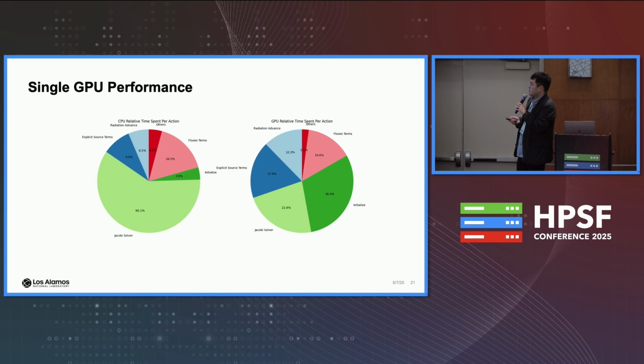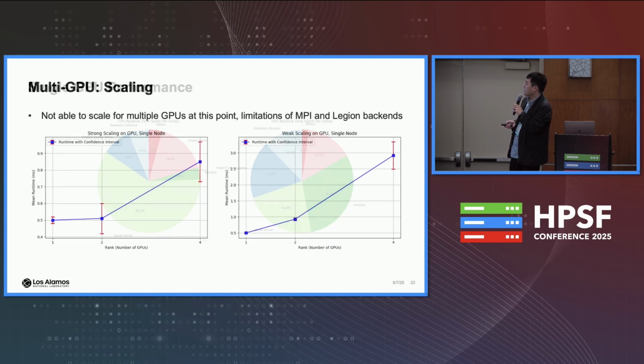And that's the single GPU performance, relative time spent per action, the right-hand side the GPU, the left-hand side the CPU. It is pretty expected. The CPU really struggles when they do the Jacobi solver or implicit solve, but it somewhat has a different relative time spent between the actions.